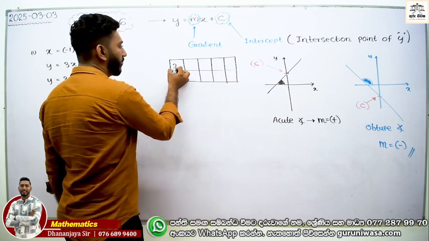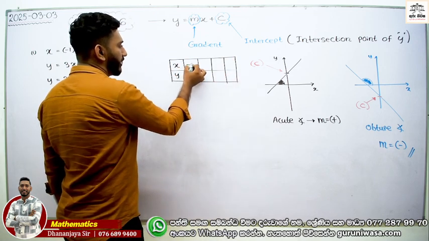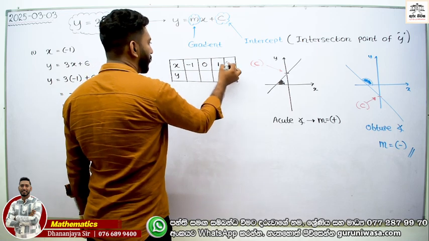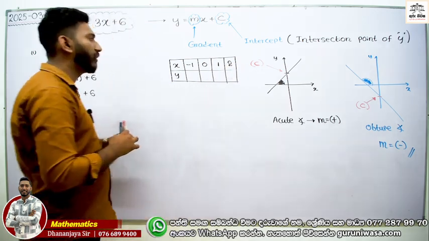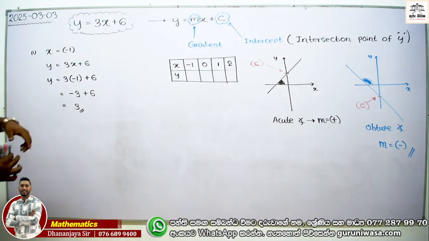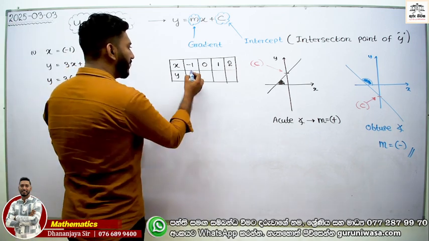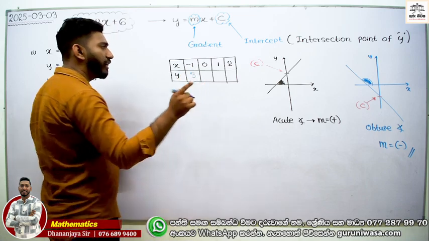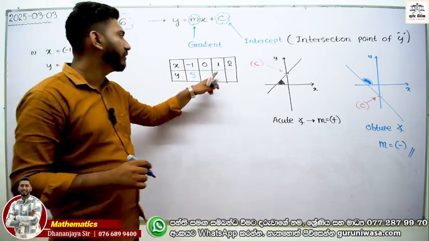Look at this table. X is minus 1, 0, 1, 2. And what is the value for y for the first one? X becomes minus 1. Therefore, y becomes plus 3. Here is a plus 3. Now you can find the value for the other 3 spaces.